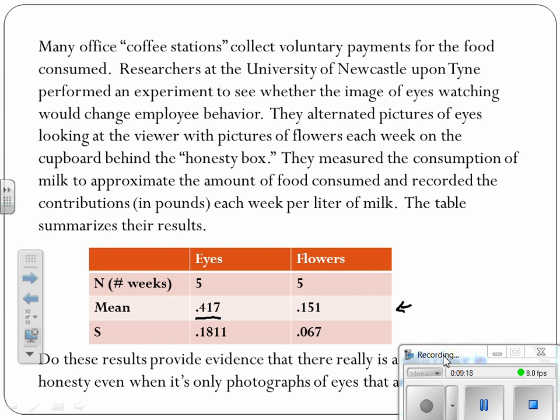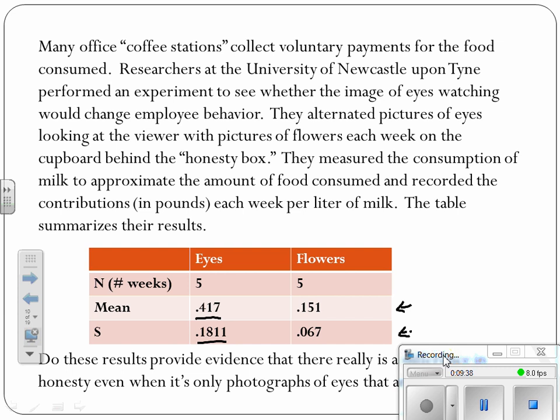There's typically a higher value of contributions. However, one other thing to look at, if you look at spread, the one with eyes is also more spread out. So even though it looks like it's higher, it might not be all that significant because it's much more variable. There's much more variation in the eyes. So let's run a two-sample test to see.